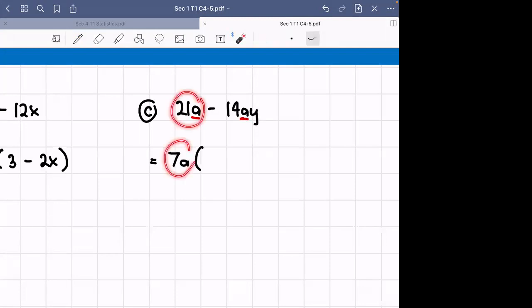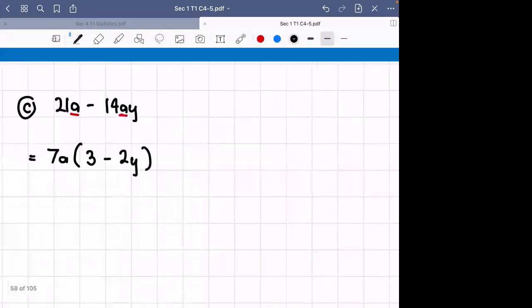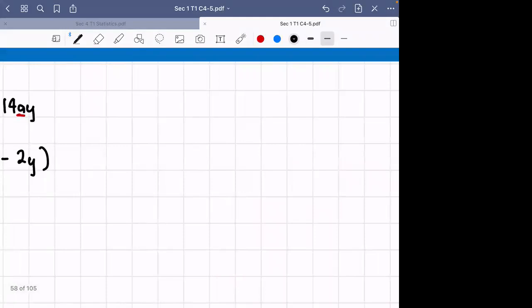So 21a divided by 7a, so 21 divided by 7 is 3. Then a divided by a is no more, okay, it's 1. Minus 14ay divided by 7a, so negative 14 divided by 7 is negative 2, right? And then ay divided by a, so a is equal to 1, and then what's left? Y. So this one is 7a, then 3 minus 2y. Okay. And then letter D. Okay, letter D. So this one has 3 terms now.